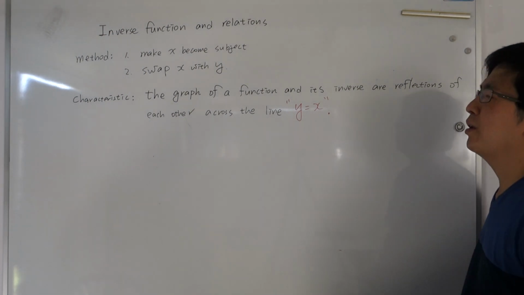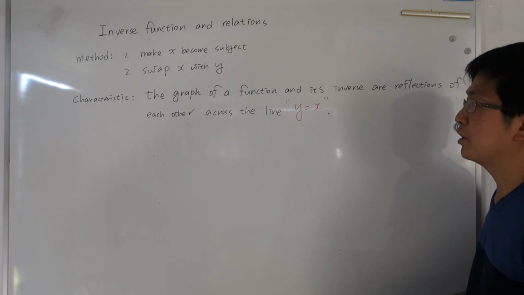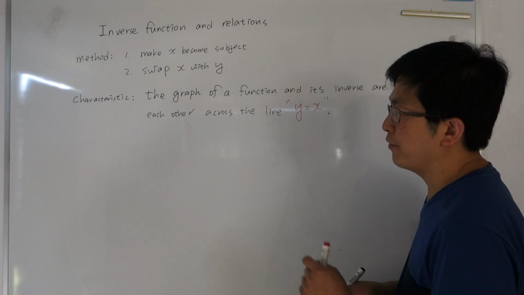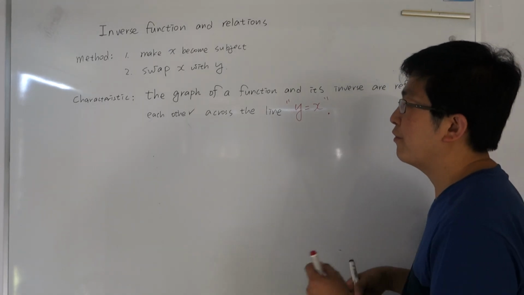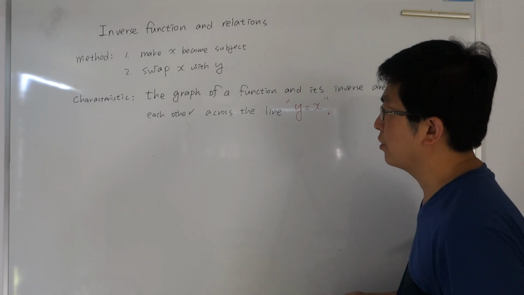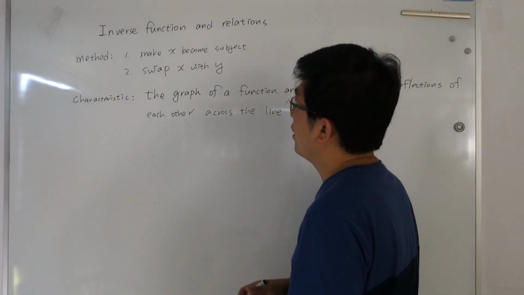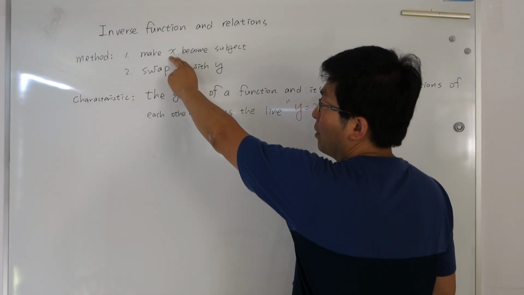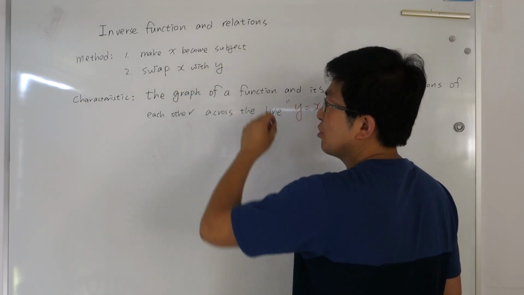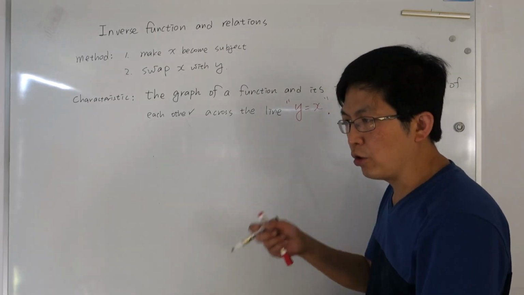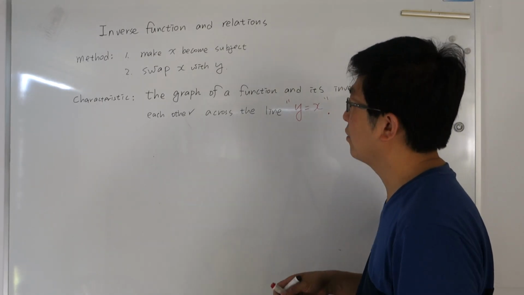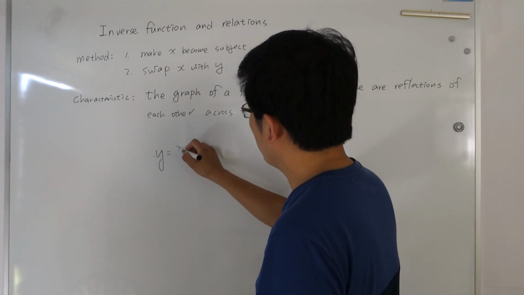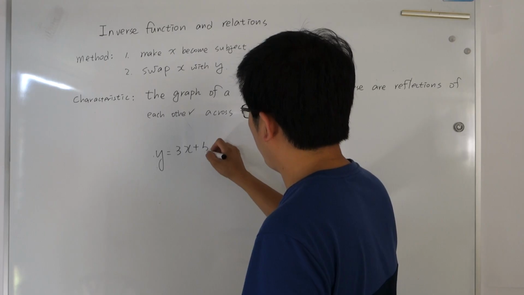Okay, now we talk about inverse function relations, alright? First, we talk about how, if we have a function, we find the inverse function of this function. What's called inverse function? The method we use is just two steps. We make the independent variable, here is x, the subject first, and then you just swap x with y, alright? For example, we have a linear function like y equal to 3x plus 5.